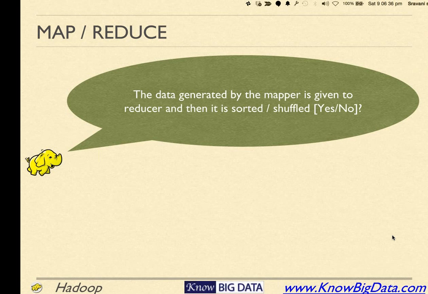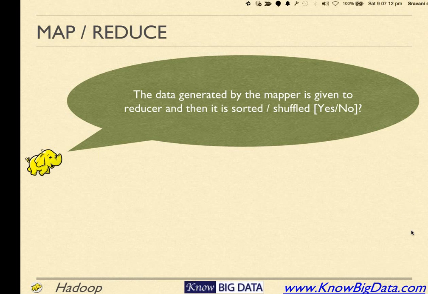Okay. Arvind's question is how to combine two words. You can combine two words by using some separator, some special character. Okay. So the data generated by mapper is given to reducer, and then it is sorted and shuffled. Michael and Santos. I think Santos has corrected himself.